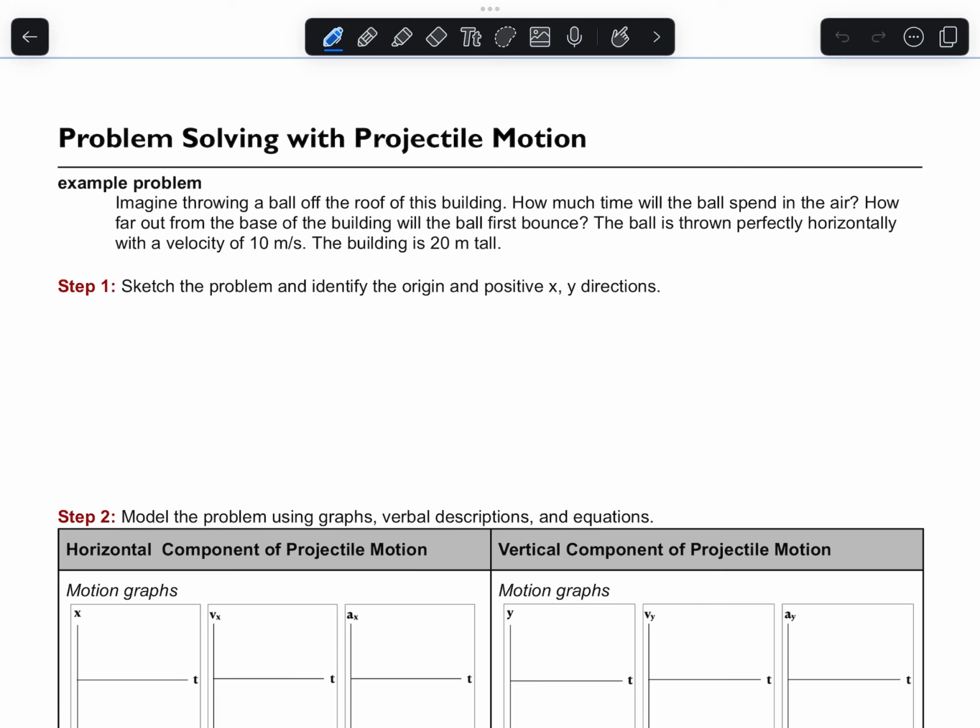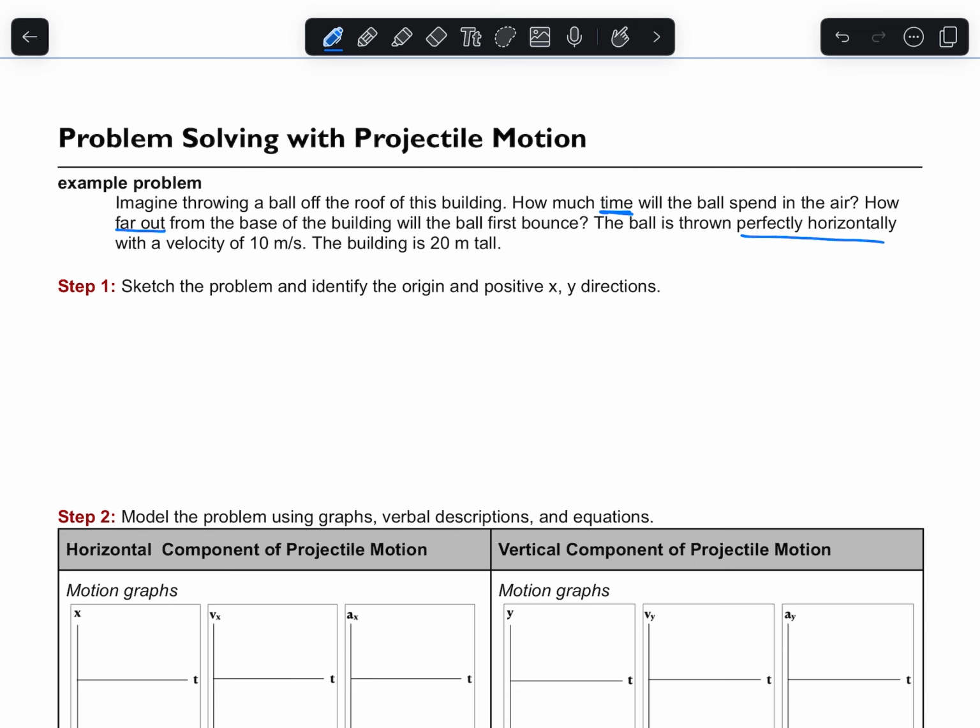Problem solving with projectile motion. Here's the problem. Imagine throwing a ball off the roof of this building, the Koch Center. How much time will the ball spend in the air? And how far out from the base of the building will the ball first bounce?